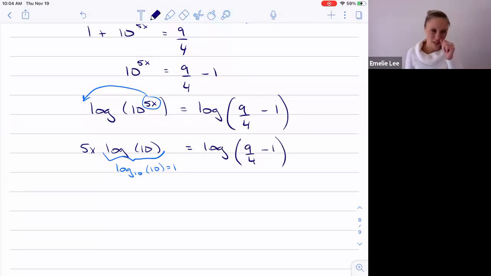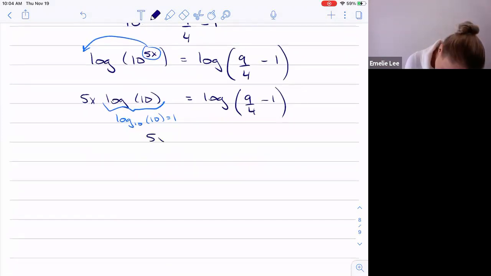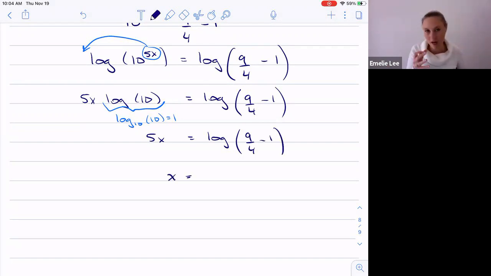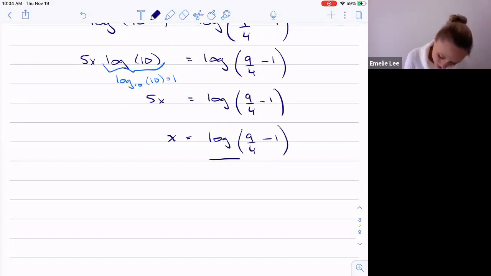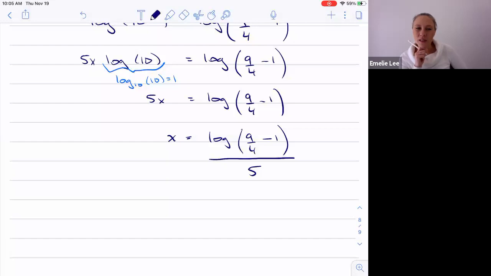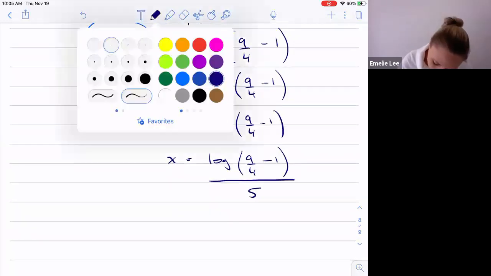Again, we could simplify that inside the log, but for now I'm just going to leave it. So what I get is 5x is the log of 9 over 4 minus 1. So x, if I divide both sides by 5 to shake out the x, I get log of 9 over 4 minus 1 divided by 5. I'd probably leave it like that. Right? We could simplify this.